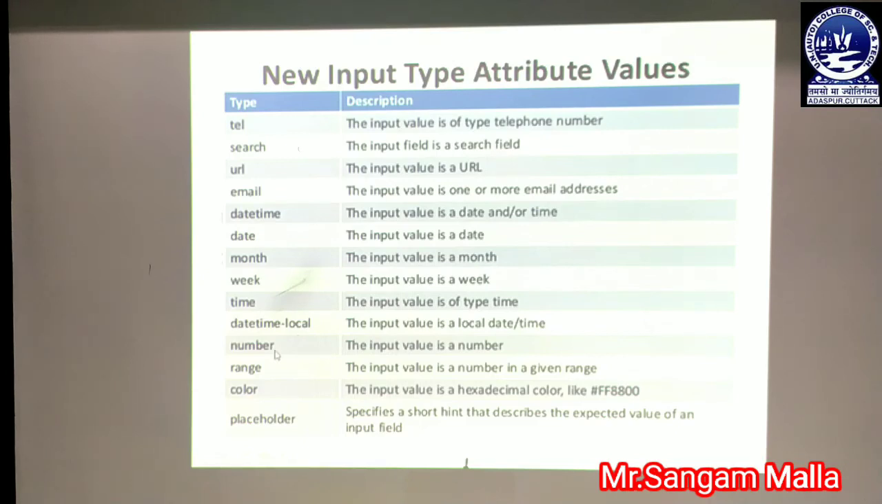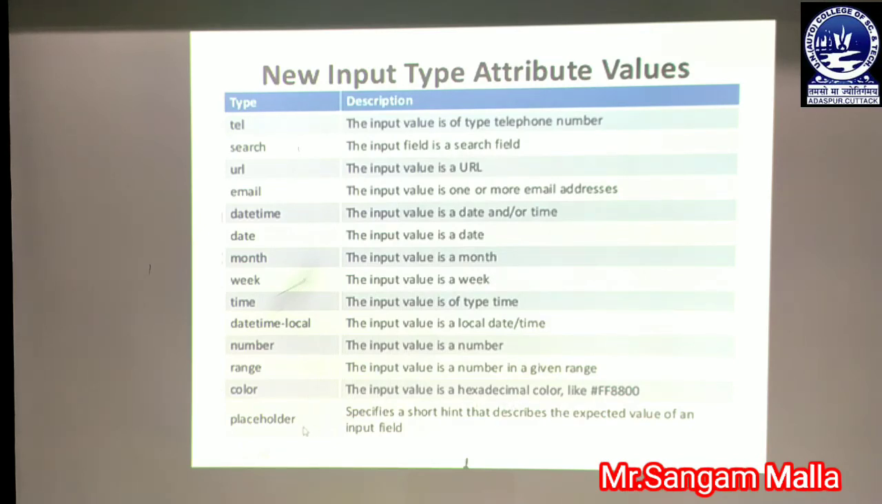Similarly, if we want to give any specified number, that means it can be a real number, an integer number or anything, we can specify it through the input type number. Similarly, if we are interested in giving a range, we can specify it through the range type. If you want to give any color to the web page or any particular element, we can give it through the color type, in which we can also include hexadecimal colors.